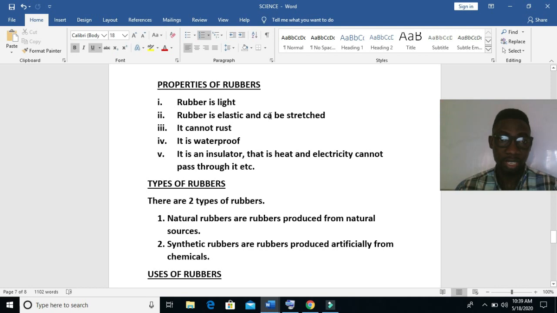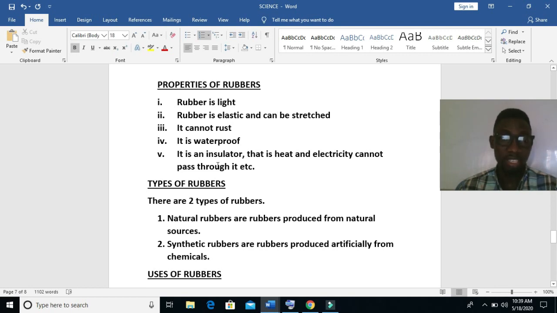It is elastic and can what? Be stretched. You can draw it. It is elastic. Number three says it cannot rust like metal. So this is a similar property with plastic. It cannot rust. And the fourth one here is that it is waterproof, just like plastic as well.